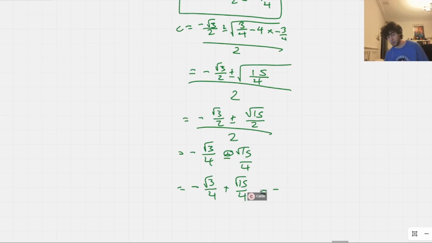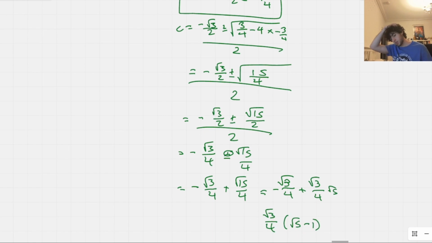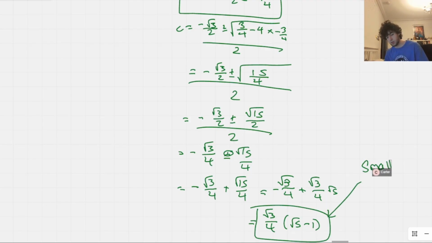And this is going to be equal to what? Minus root 3 over 4 plus root 3 over 4 times root 5. So we're going to get root 3 over 4 multiplied by root 5 minus 1. Okay, so this is our side length of the smaller triangle.